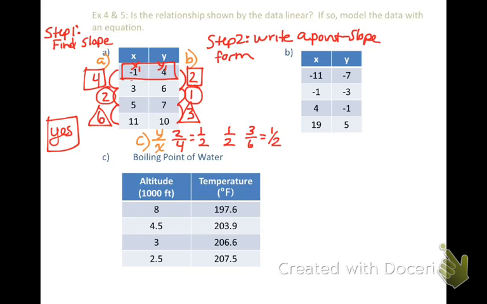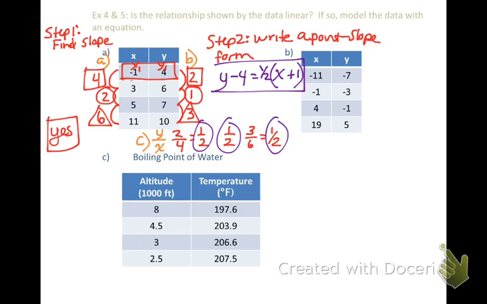So I have y minus 4, because that's my y1, equals m, which all of these are a half, so that would be your slope, half. And then x plus 1, that's your negative 1 as your x1, and here is your answer.